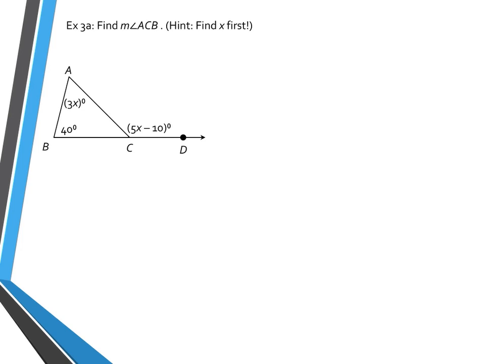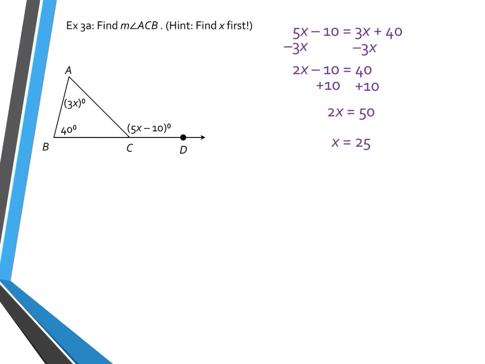Example 3a, find the measure of angle ACB. Hint, find x first. So that will always be your first step. And you're applying the exterior angle theorem to this example. And we know that exterior angle is equal to the sum of the two non-adjacent angles. So we can say 5x minus 10 equals 3x plus 40. Subtract 3x from both sides, resulting in 2x minus 10 equals 40. Then add 10 to both sides, resulting in 2x equals 50. Divide 2 on both sides, resulting in x equals 25.